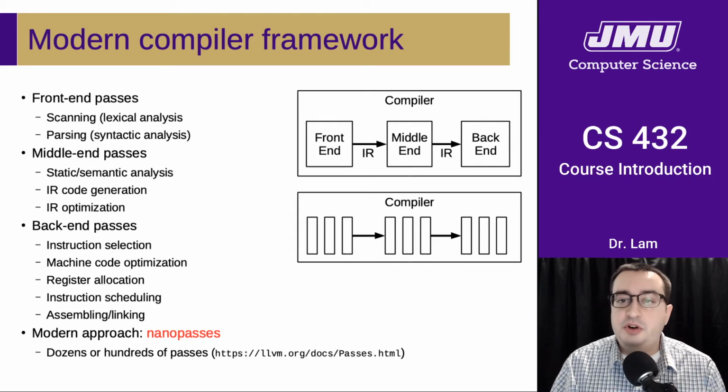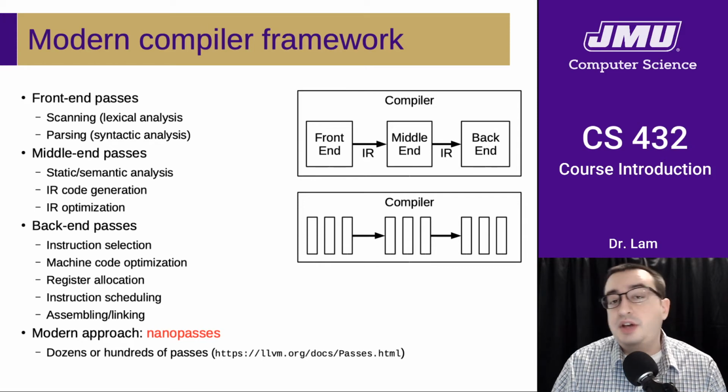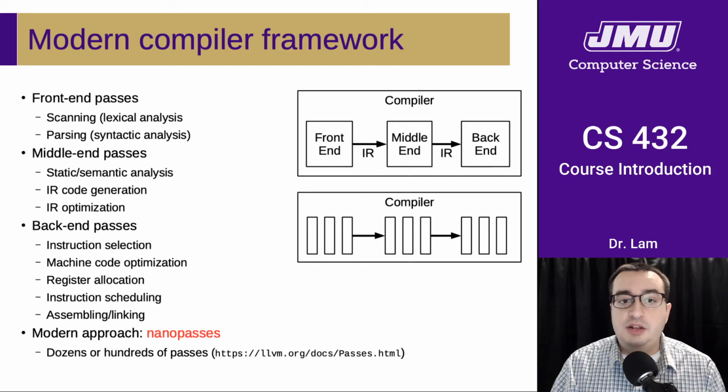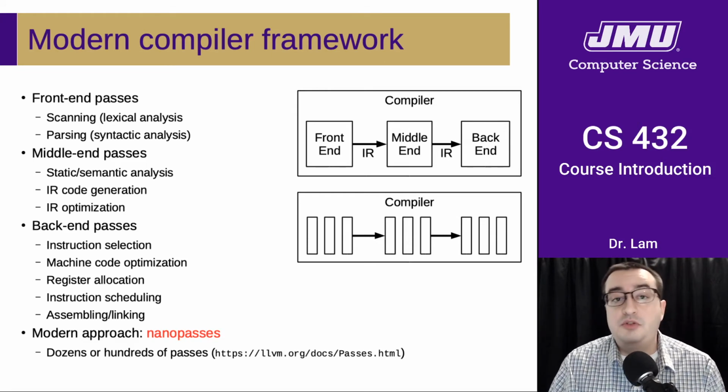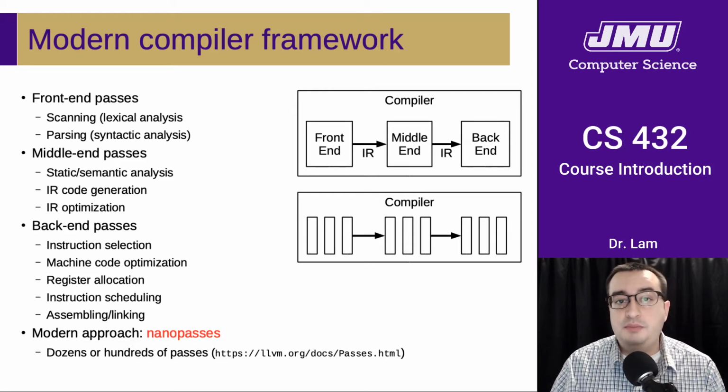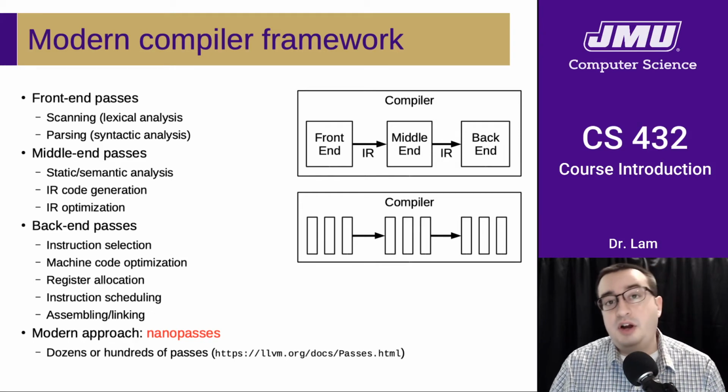The modern approach to this, again, uses a lot of little passes, even smaller than these. The LLVM system, for instance, has dozens or hundreds of passes that happen during one compilation. This kind of framework is sometimes referred to as nano passes because it's a lot of very tiny passes that happen. And sometimes you repeat passes. Sometimes a pass can be redone after other passes and it has more work to do.